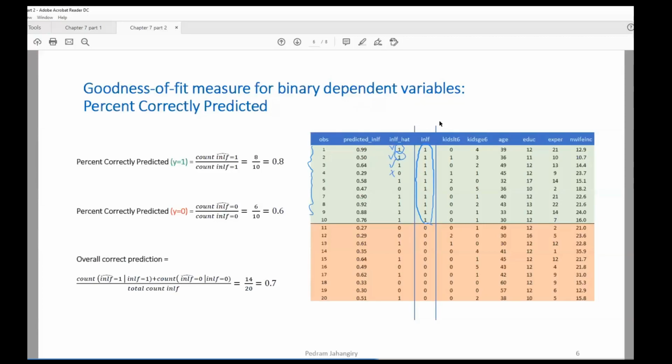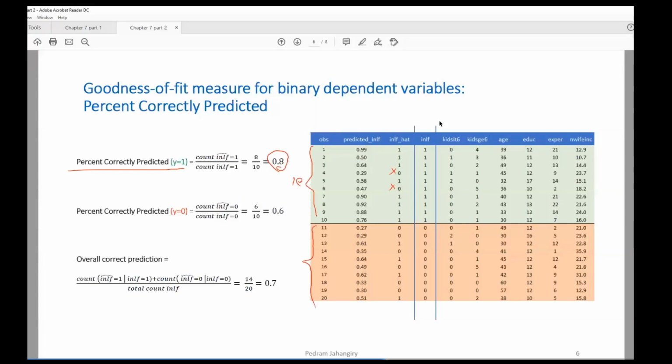Right call. Wrong. So let me use red, just for wrong calls. So wrong call. Wrong call. Can you see that? So I have 2 wrong calls from the first. So if I want to say the percent correctly predicted, how many observations do I have? 10. How many of them are correct? 8. So what's the percent correctly predicted? 80%, right?